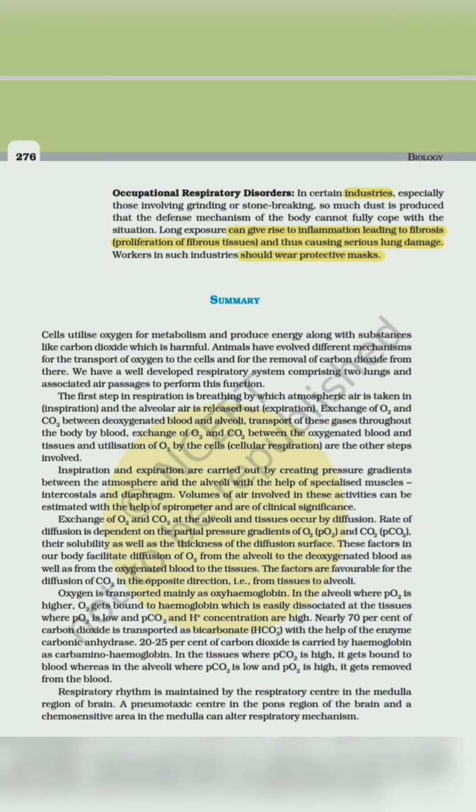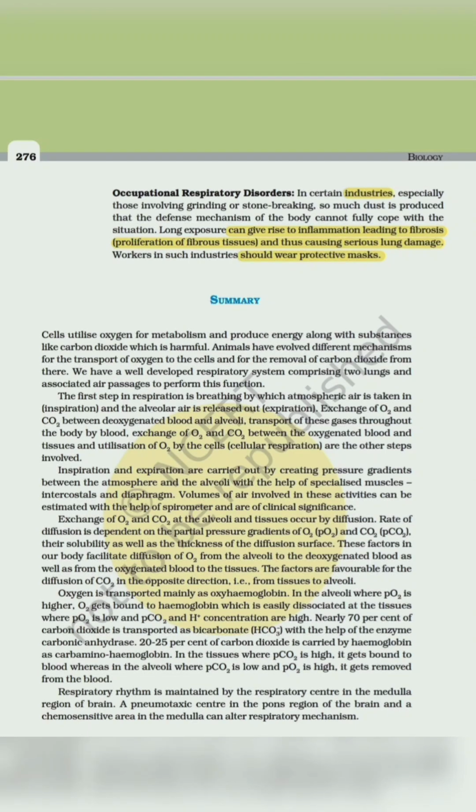These factors in our body facilitate diffusion of O2 from the alveoli to the deoxygenated blood as well as from the oxygenated blood to the tissues. The factors are favorable for the diffusion of CO2 in the opposite direction, that is from tissues to alveoli. Oxygen is transported mainly as oxyhemoglobin. In the alveoli where PO2 is higher, O2 gets bound to hemoglobin, which is easily dissociated at the tissues where PO2 is low and PCO2 and H plus concentration are high.